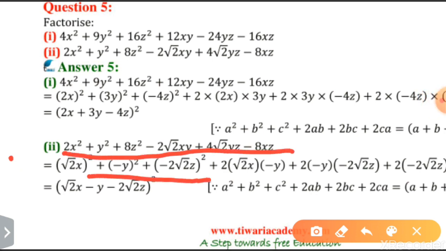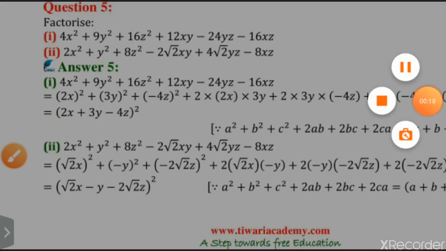This is the second one. In this you can see that in place of y we can write negative, and in place of z again we can write negative, and the rest part is the same, and the final answer will be this. But this answer is also correct and the previous answer is also correct. Now move to the next question.